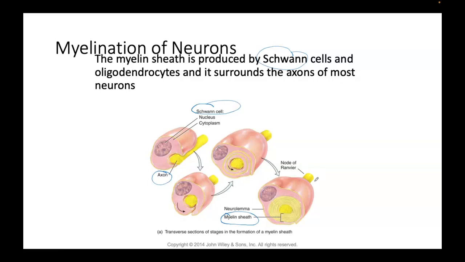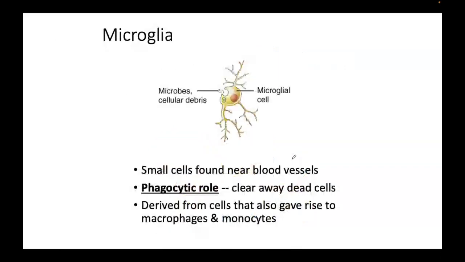And the space between each Schwann cell, remember, is called the node of Ranvier. It's the unmyelinated section. Okay?